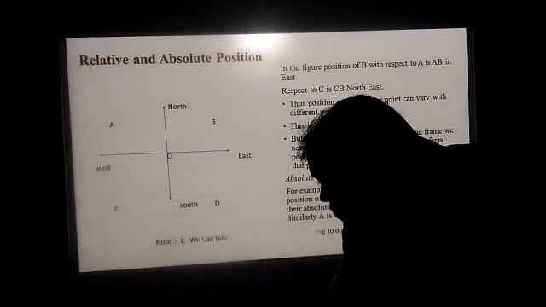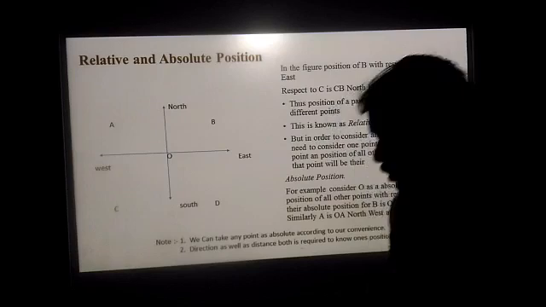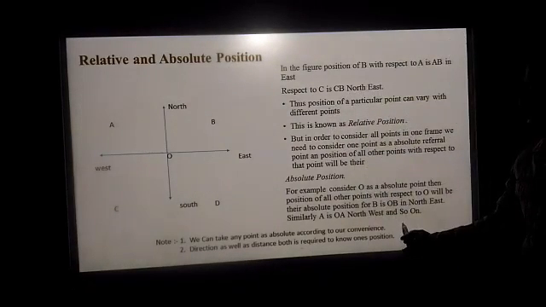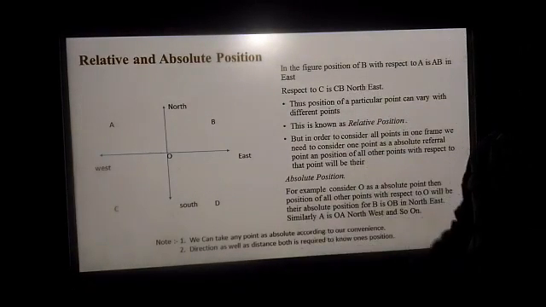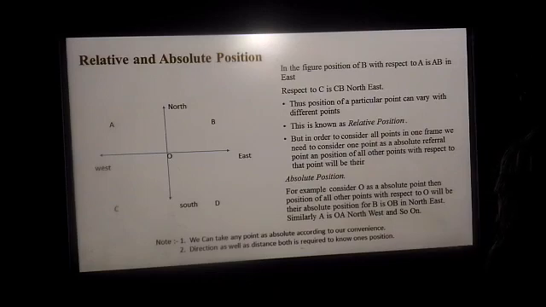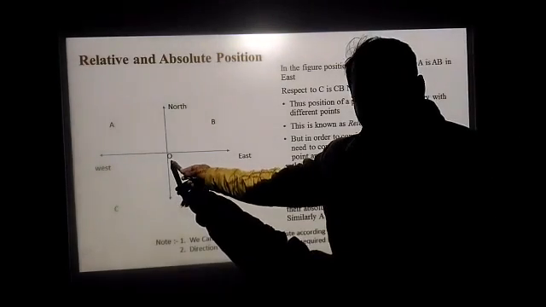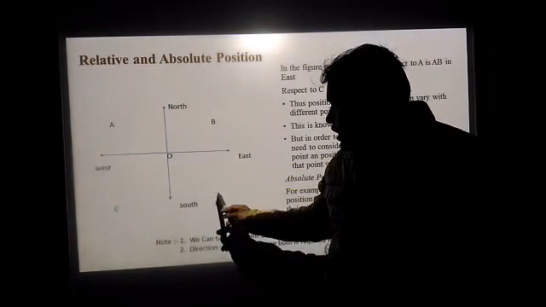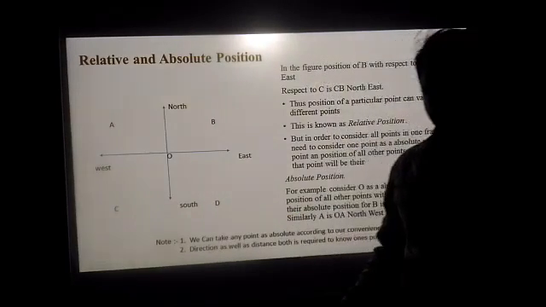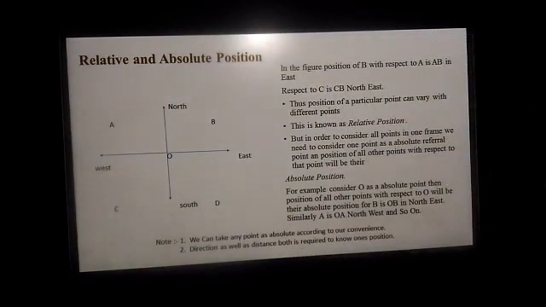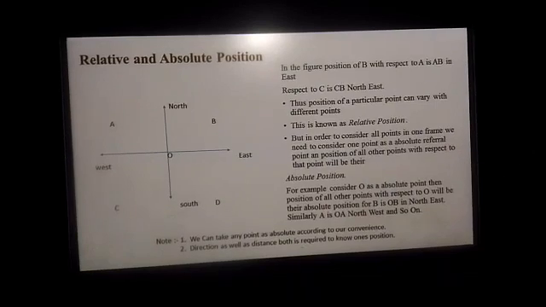These are very important points in motion. We can conclude with two key points. First, we can take any point as the absolute point according to our convenience. Here I have taken the point O as the absolute point, but you can also take the point D as the absolute point. And the second is that both direction and distance are required to denote one's position.